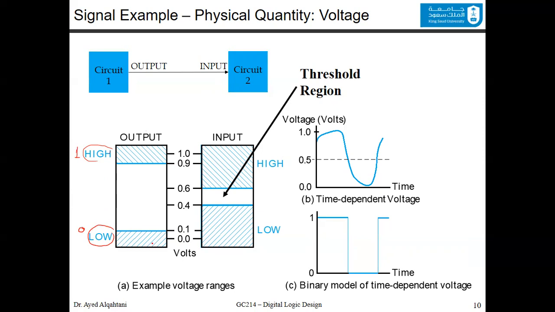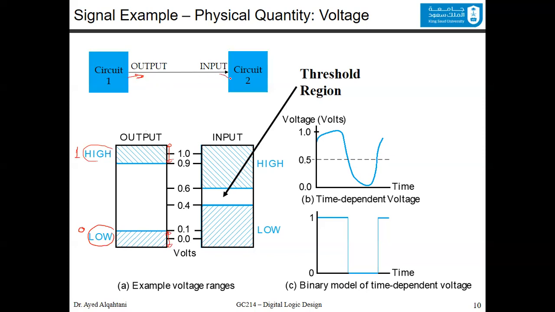So any value between 0.0 and 0.1, we consider a logic 0. Any value between 0.9 volt and 1 volt, we consider a logic 1. You can see that in the output, we are restricting this range. It's very small here and also here. Now, this is what is coming from the output. We only allow those values to be logic 1 and those values to be logic 0, and now they are coming out of the output.